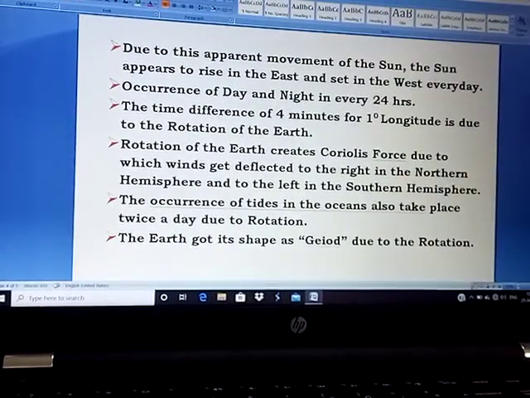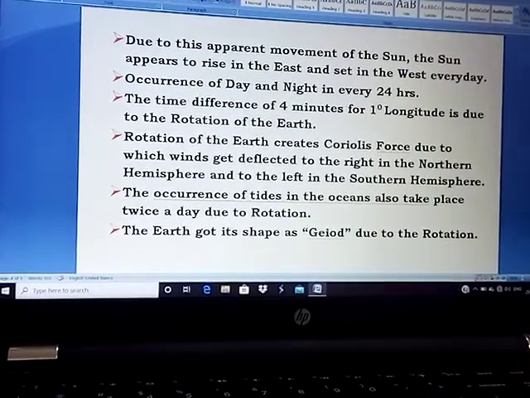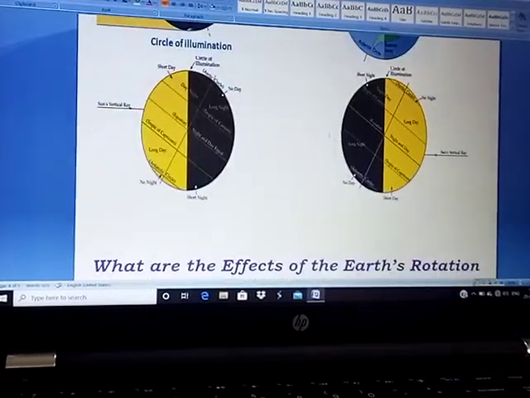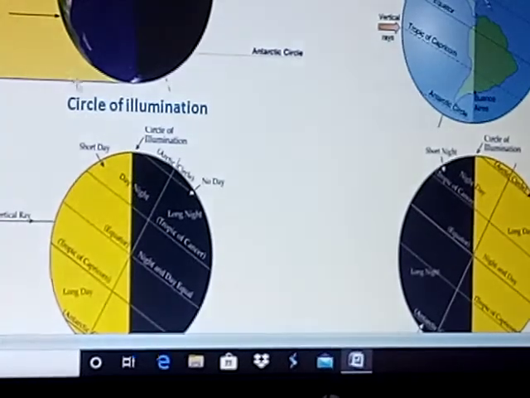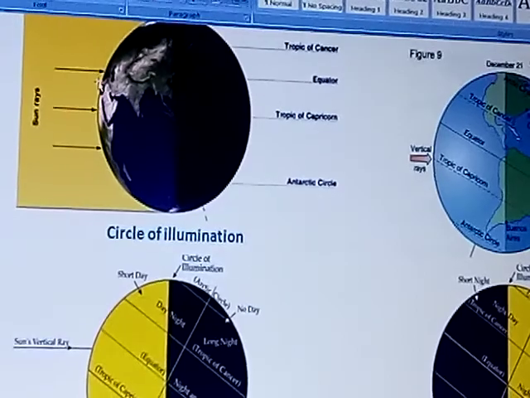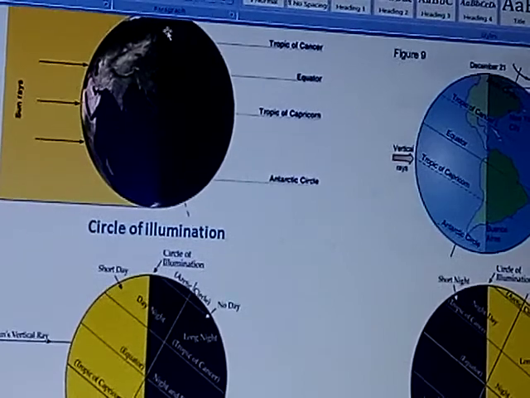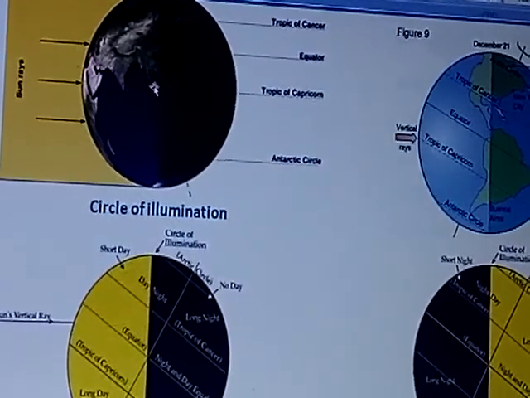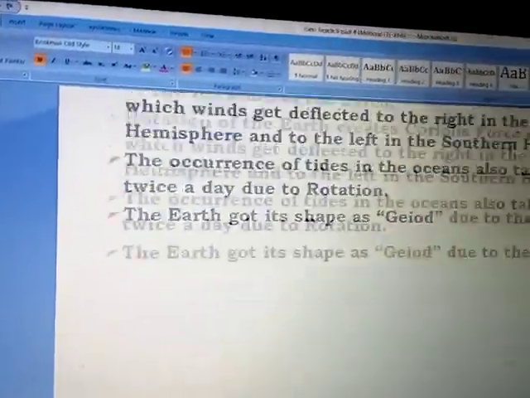And now the time difference of 4 minutes for 1 degree longitude is due to the rotation of the earth. If the earth is rotating, you remember the so many longitudes are there, and if it is rotating from this side to this side, and suppose it is 0 degree longitude to 1 degree longitude, the movement of 0 degree to 1 degree longitude takes 4 minutes of time.